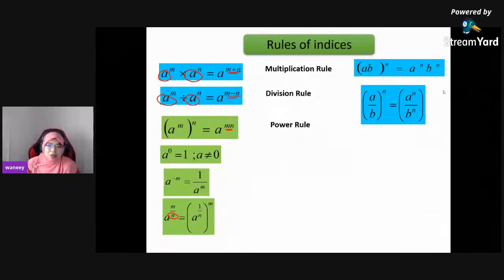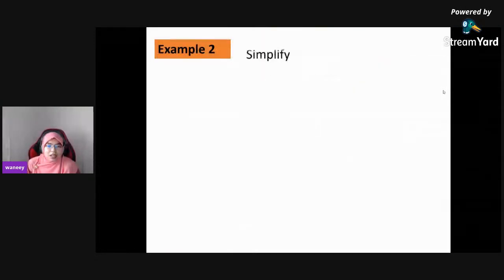Okay, so let me proceed with the example to see how we're gonna use the rules of this. So for most of the example 2, 3, and 4, I simply use part A. So part B, I leave that to you guys to do it. Okay, so we have to simplify 18 x squared y to the power of 5 over 3x to the power of 4 multiplied with y.